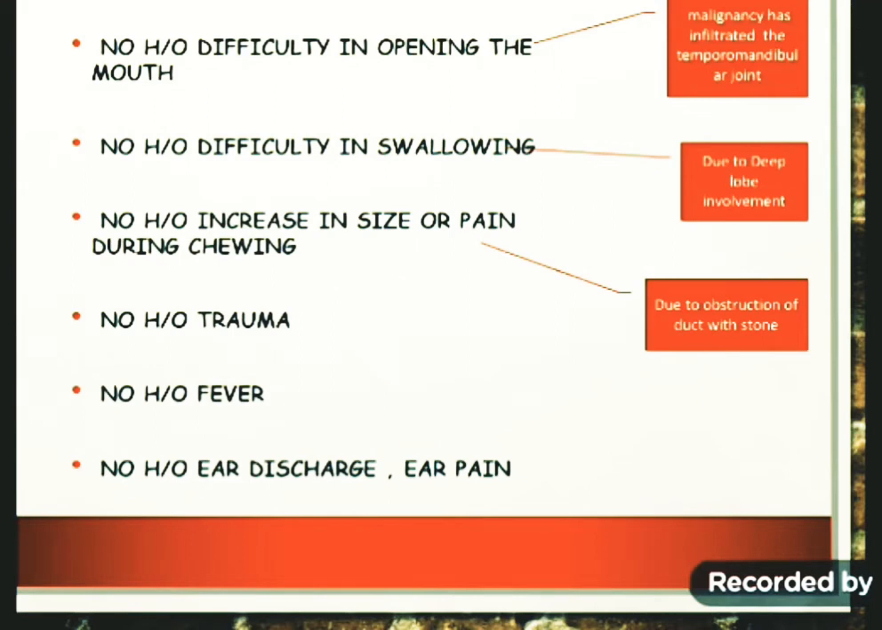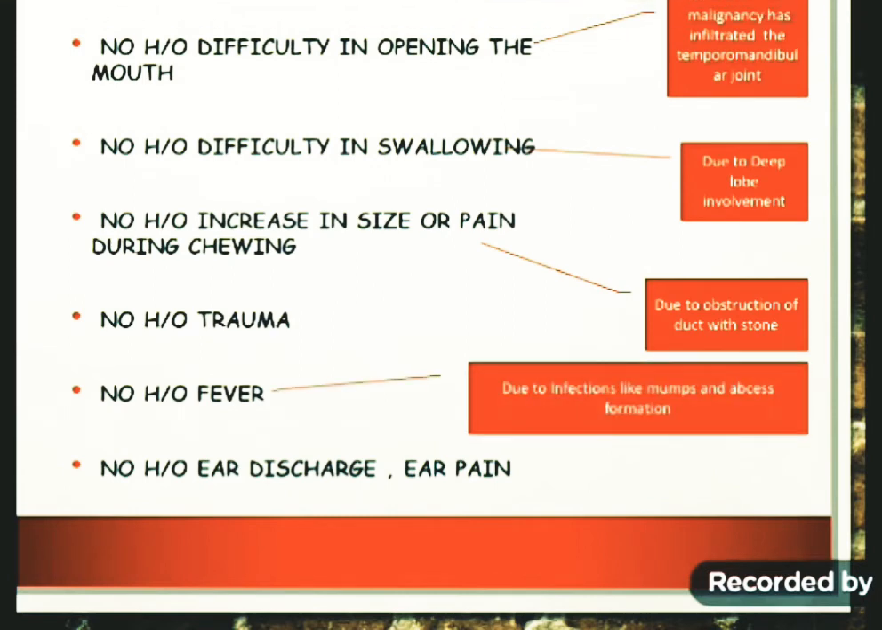No history of trauma. If there is trauma, it can have complications later on, like abscess formation, but that is not present with us. Then there is no history of fever. This rules out infections like mumps and abscess formation. Mumps is a viral infection, and if it is present there will be a history of fever, right? And mumps is common in childhood, so it is not present in our case.